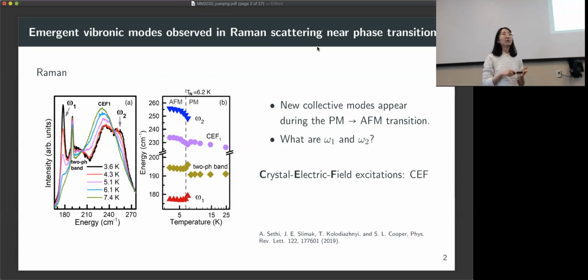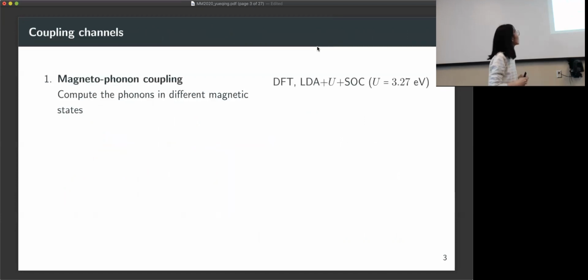A natural question would be, what are this omega-1 and omega-2, and what is the underlying mechanism behind these two collective modes? One may ask, what are the possible coupling channels that could exist in this material? The first one is the magneto-phonon coupling, which is basically saying that you can have new phonon modes when the material has a different magnetic texture.